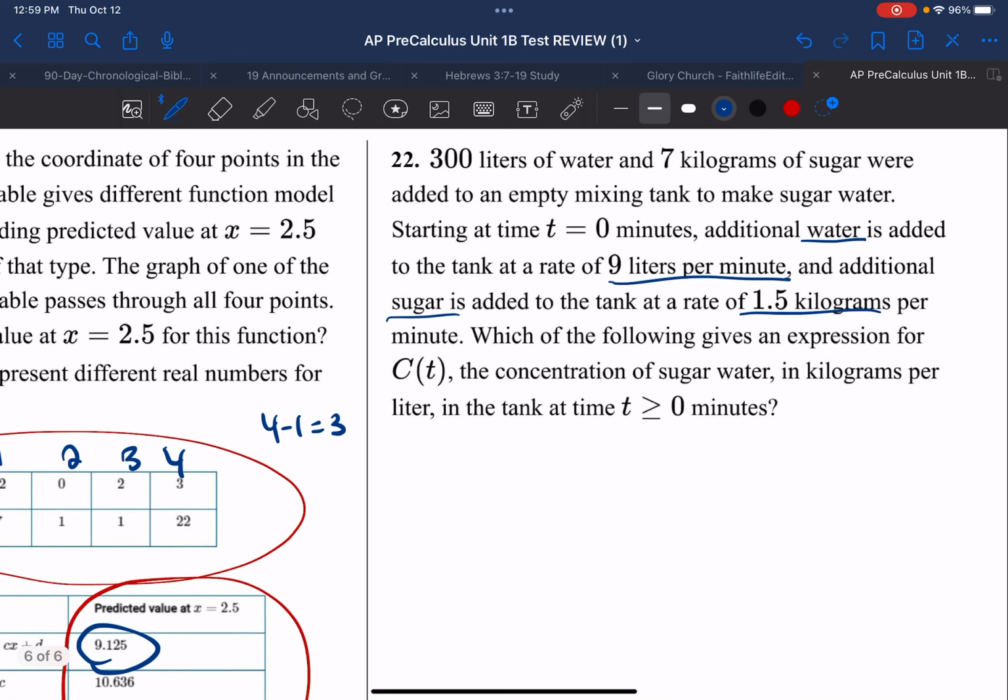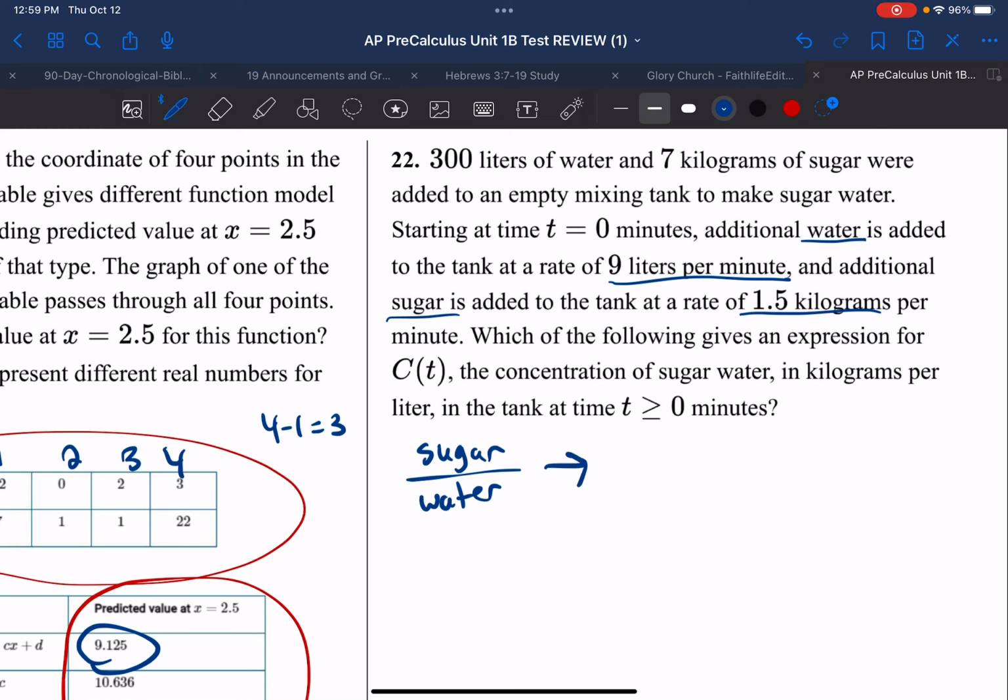So for concentrations like this, you're like, what in the world? This isn't chemistry class. It's simple. For a sugar water concentration, it's going to be your amount of sugar divided by water. Okay, pretty simple. Just sugar divided by water.